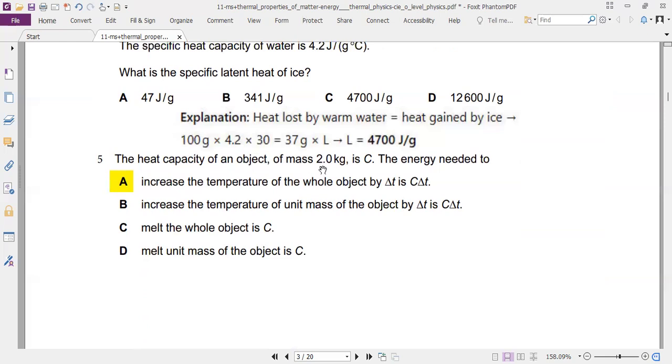Heat capacity of an object of mass m is C. The energy needed to increase the temperature of the whole object by delta T is C times delta T. So here it is the heat capacity. It is not specific heat capacity. So mass is not required in heat capacity.